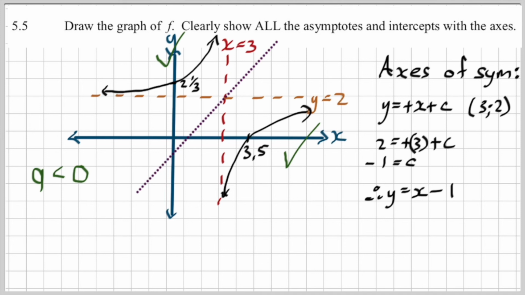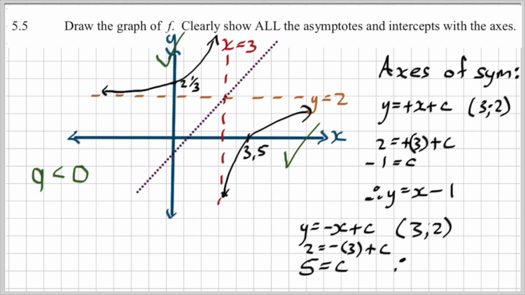But how would the axis of symmetry with a negative gradient look? Or what would the equation be? I'm going to follow the same step. So substituting (3, 2) in. And now it's y equal to negative x plus 5. So this I'm going to draw with a red. Now let's not do red because I've already done red. So let me go blue. So that would be something like that.